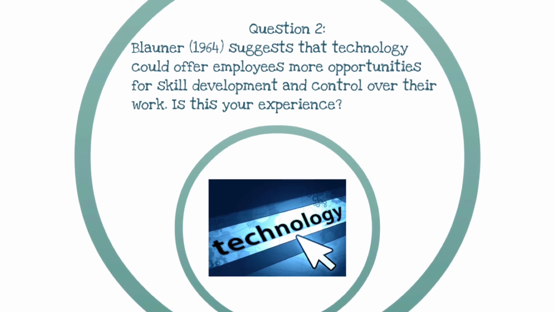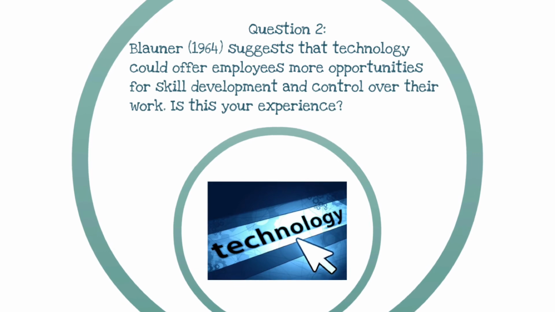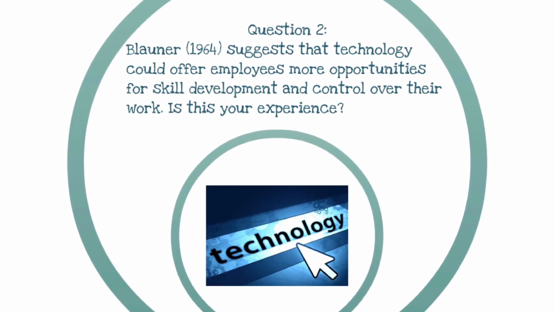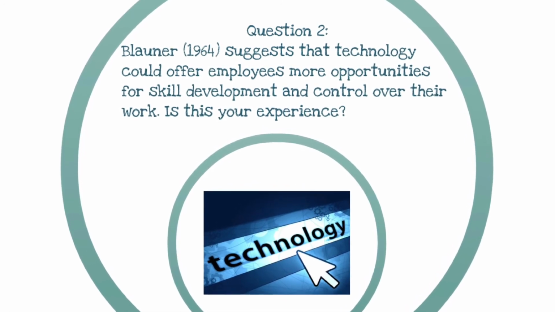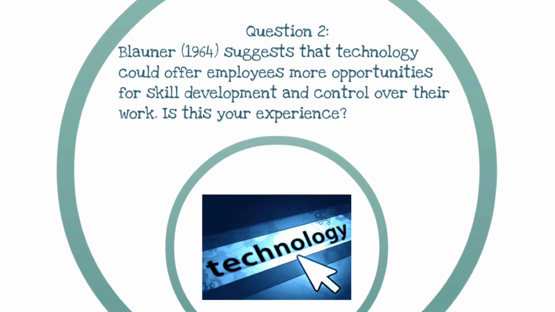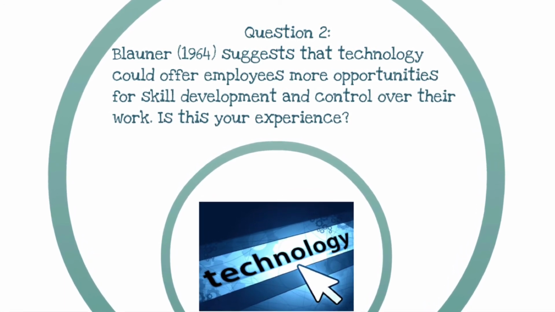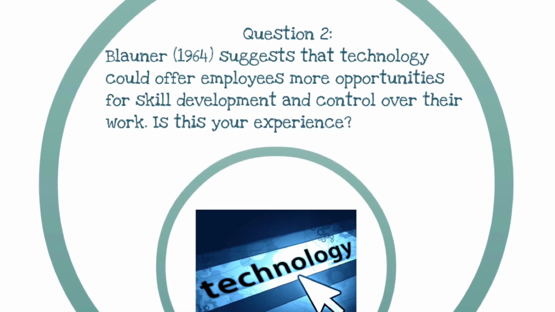Blauner, 1964, suggests that technology could offer employees more opportunities for skill development and control over their work. Is this your experience? This question links back into the study undertaken by Surman and the interwoven nature of the individual and technology. To quote Surman, technologies do not exist independently of human interpretation. Therefore, the effects of technology can be considered circumstantial.